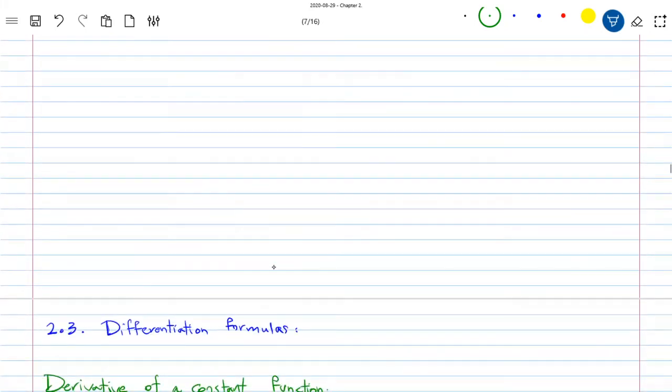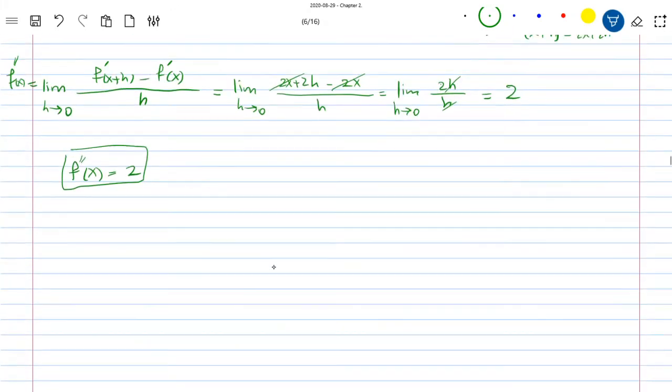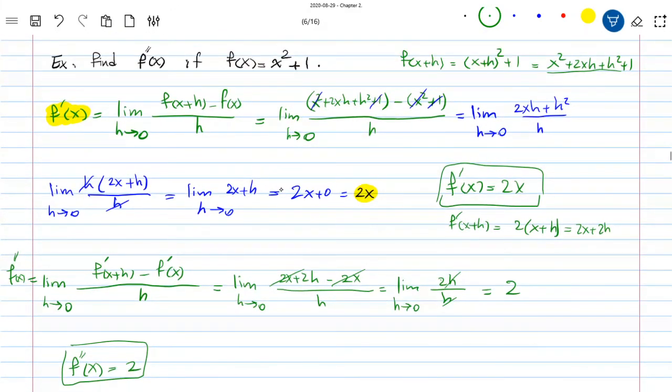This is the end of section 2. Next time we'll continue with 2.3, differentiation formulas, and we will find shortcuts. Instead of going through all this procedure over and over, there are rules that you can apply. Instead of calculating these limits, you can simply get the derivative from the original function. Okay.